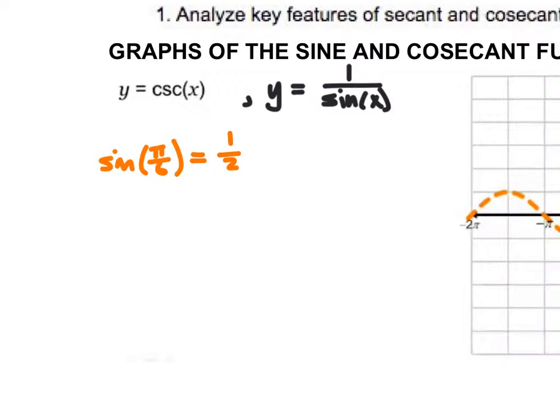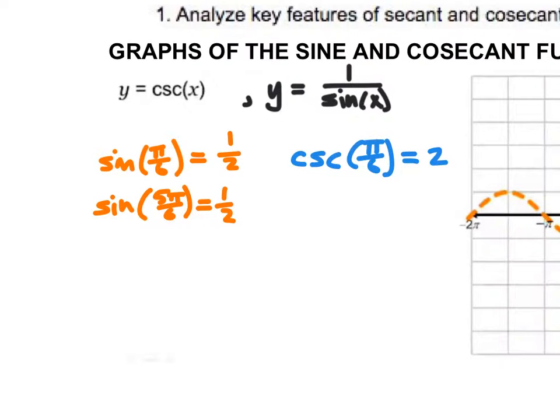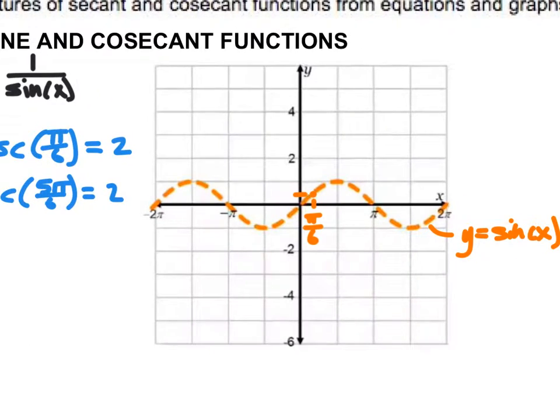So sine of pi over 6 is equal to 1/2. Now I want to look at cosecant of pi over 6. It's the reciprocal of sine of pi over 6, so that's just going to be 2. This is also going to be the case if I evaluate sine of 5 pi over 6, which would also give me 1/2. Same thing with cosecant of 5 pi over 6, and that's going to give me 2. 5 pi over 6 is right about here on our graph, and that gives us those points. When we look at the cosecant values at pi over 6, we have values of 2 and 2.